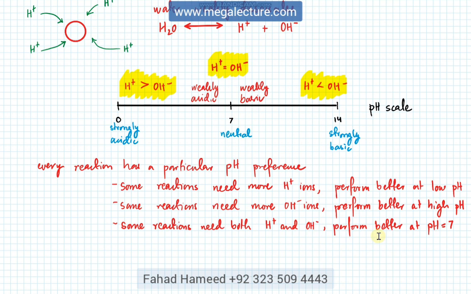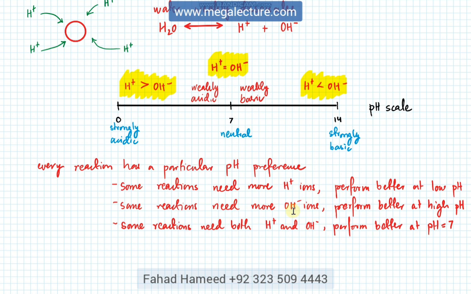Now, the reason why this pH scale is important is because every reaction on planet Earth is happening in water. That's the first thing. And the type of water that you have, whether it's neutral, basic, or acidic, that will affect the reactions. Every reaction has a particular pH preference. Some reactions need more H plus ions, so they're going to perform better if there are more H plus ions. That means they would perform better if the water is strongly acidic or slightly acidic, because they need more H plus ions for the reactions to happen.